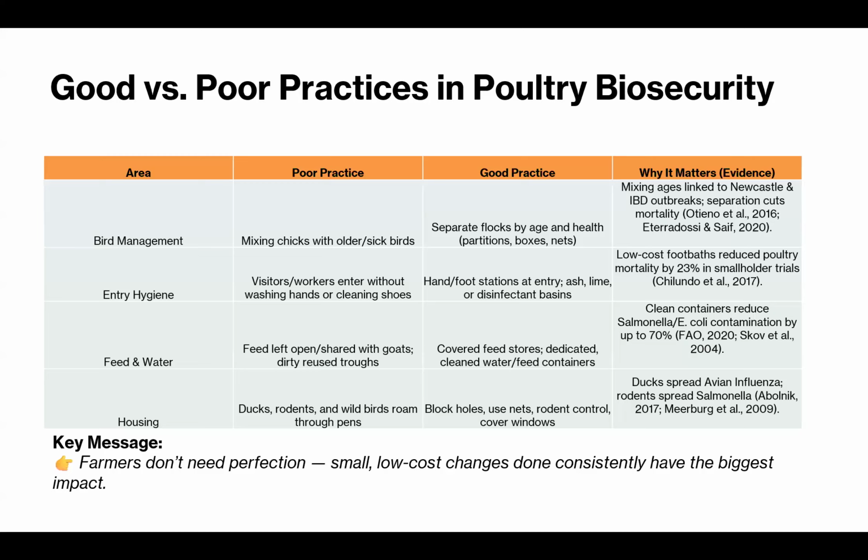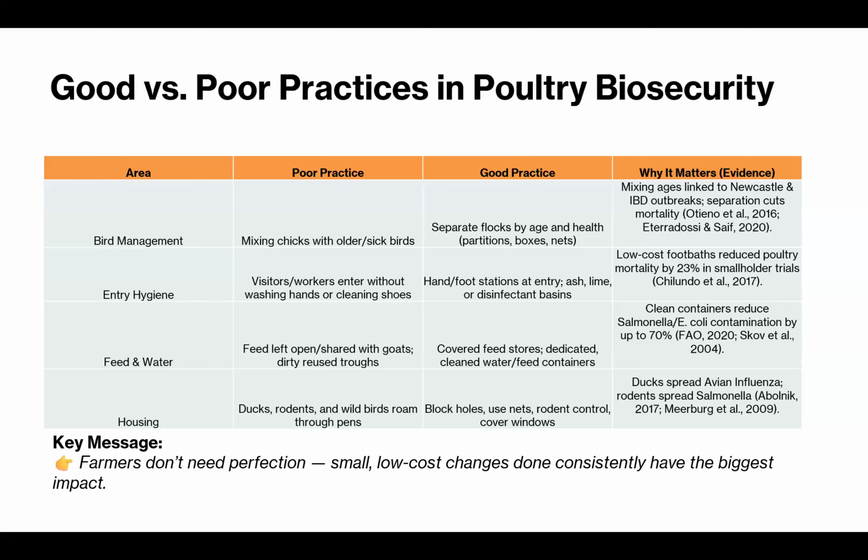As an example, a bird management practice is not mixing chicks with older birds, and this means separate flocks by age and health. And you contextualize on the basis of the farmer. As you can see, a farmer who doesn't really have a proper house is not going to build two new houses for different groups of birds. It's impossible and impractical for you to propose that. So you need to propose changes that are easy for each farmer to implement. I'm not going to read each one of them, they're very, very self-explanatory.